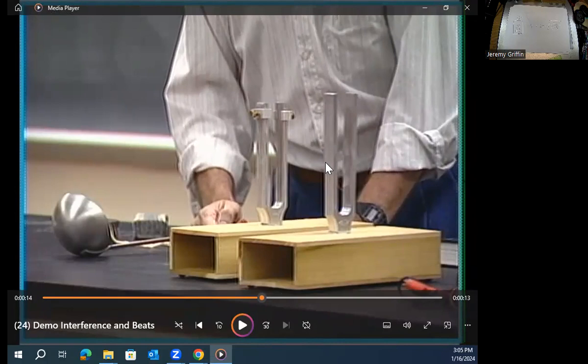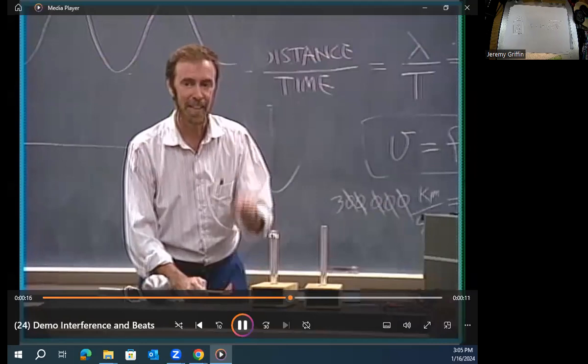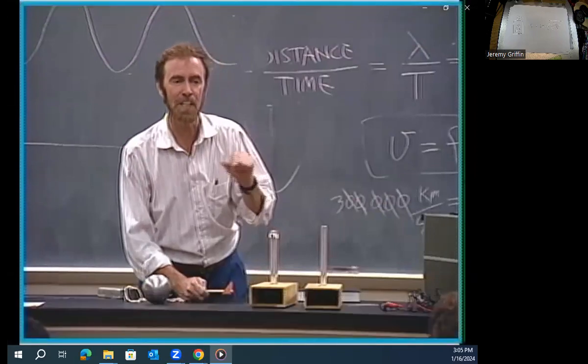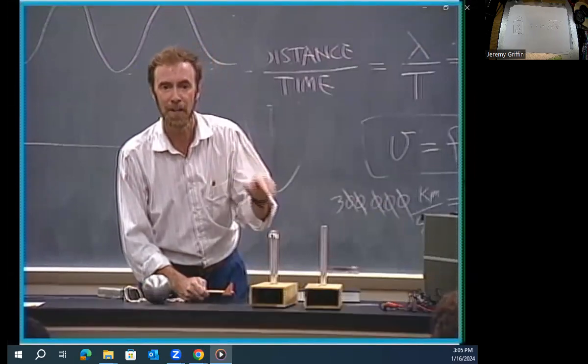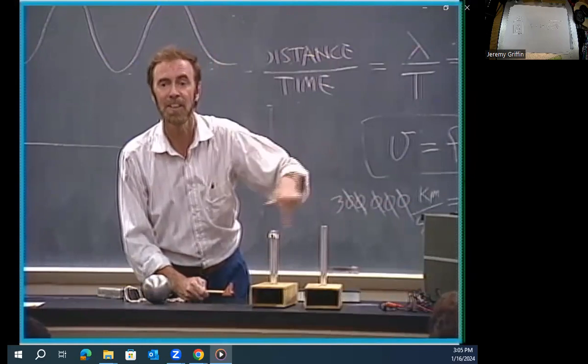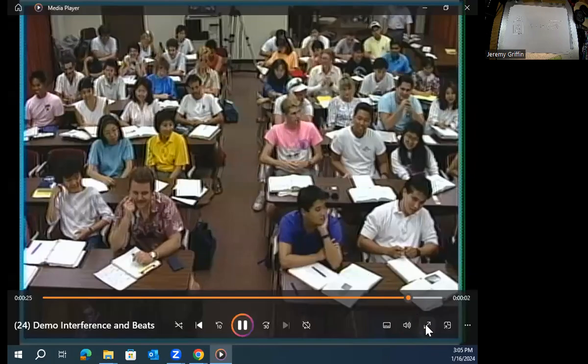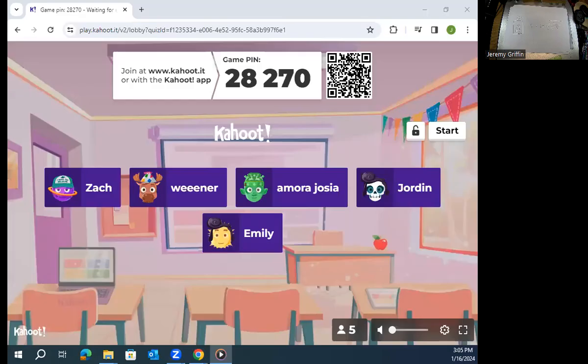Guys, this is some of the questions you guys are about to see on Kahoot. The difference in frequencies is also 1 hertz. So for example, if this guy on the right was 300 hertz, this guy on the left would be 301 hertz. Okay. Right. So you guys got that? Beats.